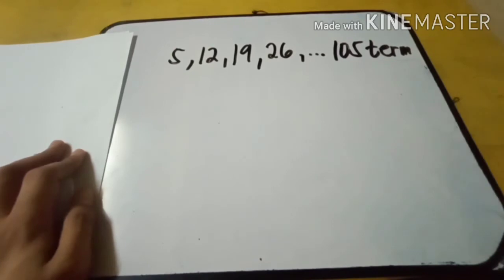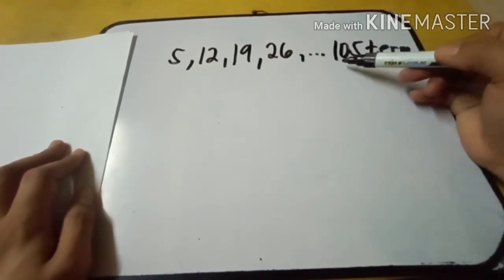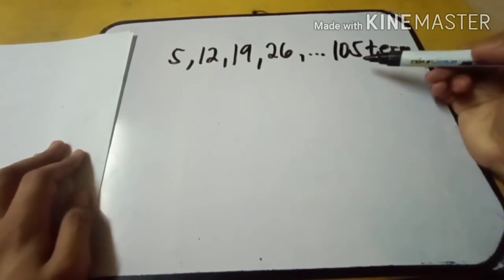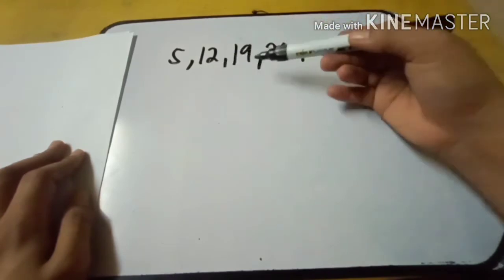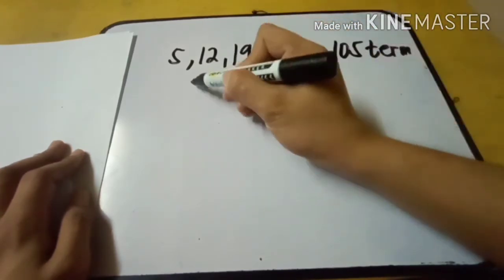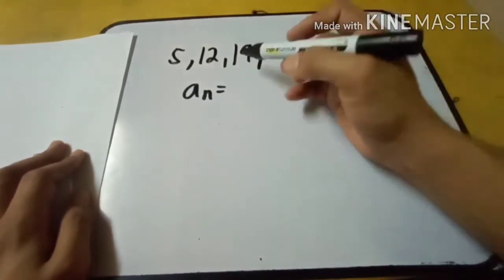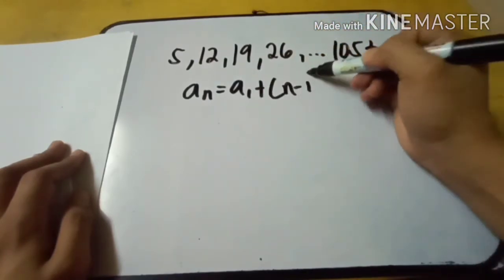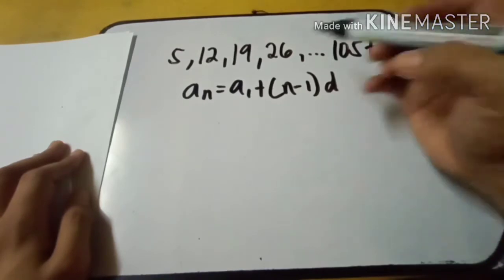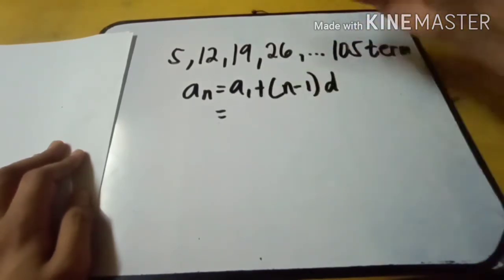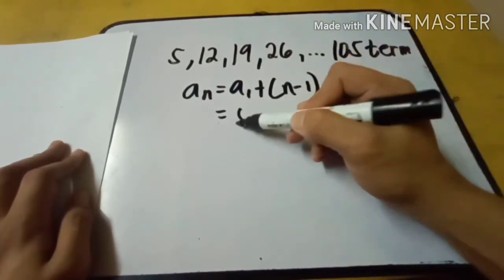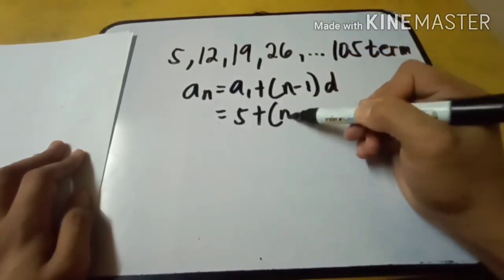So this time we're going to find the value of the term in the 105th. Again, we have to get first the formula of this given arithmetic sequence. By following the format, a sub n is equal to a sub 1 plus the quantity of n minus 1 times d. Then automatically our first data is the first term, because a sub 1 refers to the first term. So we have here 5 plus the quantity n minus 1.